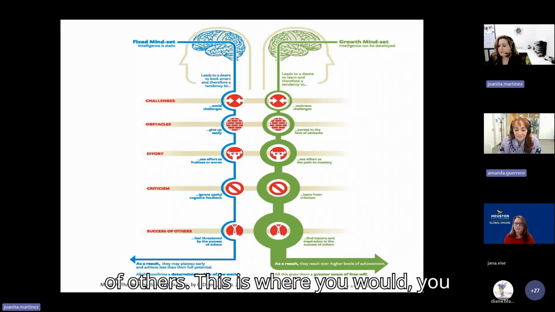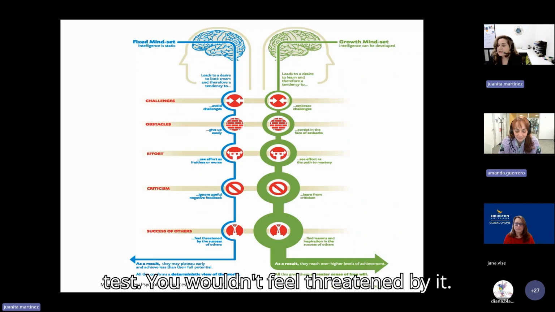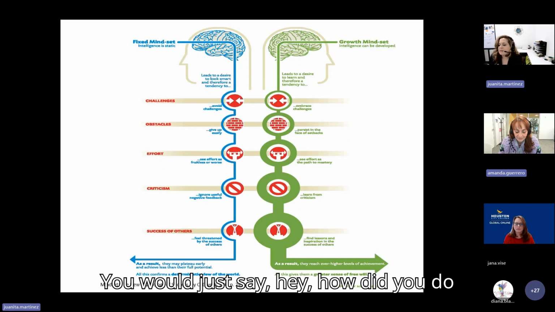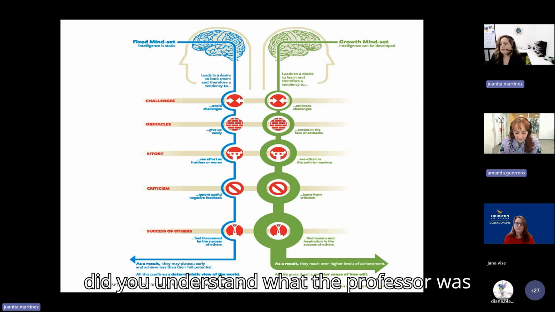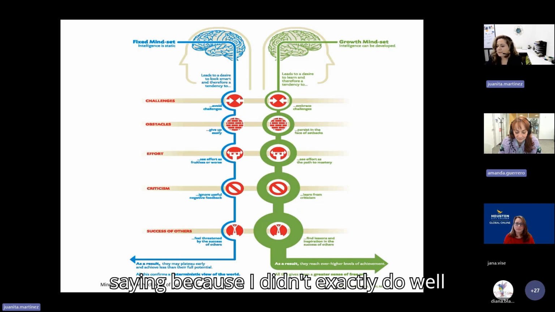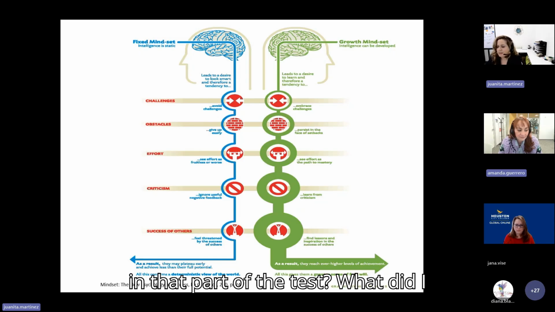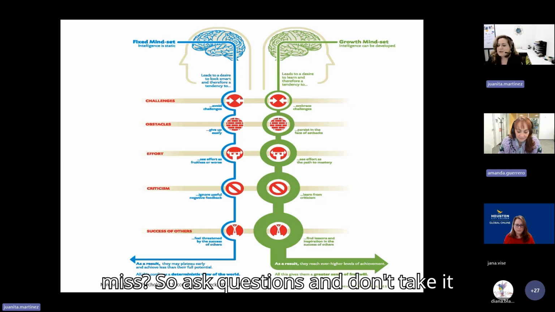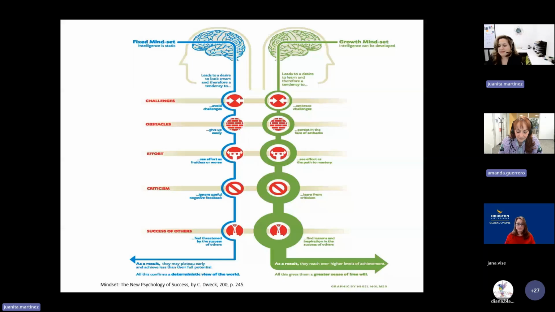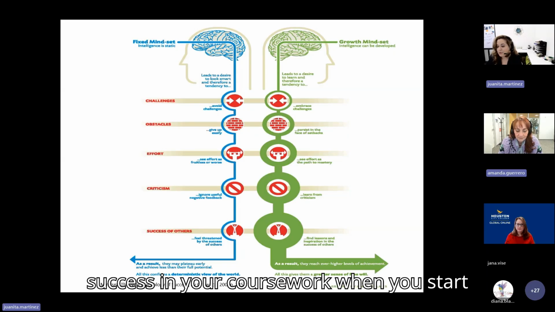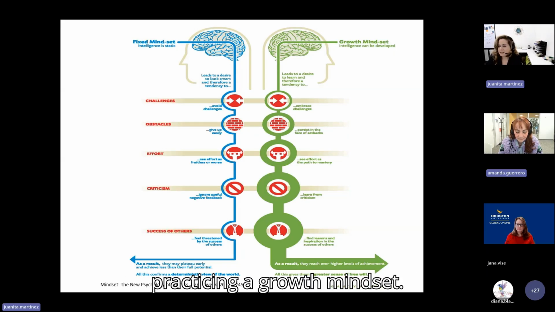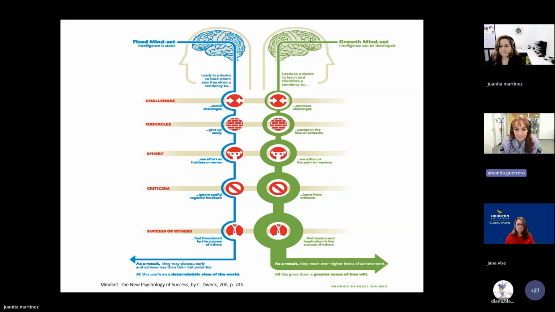This is where, if your classmate did very well on a test, you wouldn't feel threatened by it. You would just say, "Hey, how did you do that? Did you understand the formula? Or did you understand what the professor was saying? Because I didn't exactly do well in that part of the test. What did I miss?" So ask questions and don't take it personally or negatively. But as a result, eventually you're going to find success in your coursework when you start practicing a growth mindset.